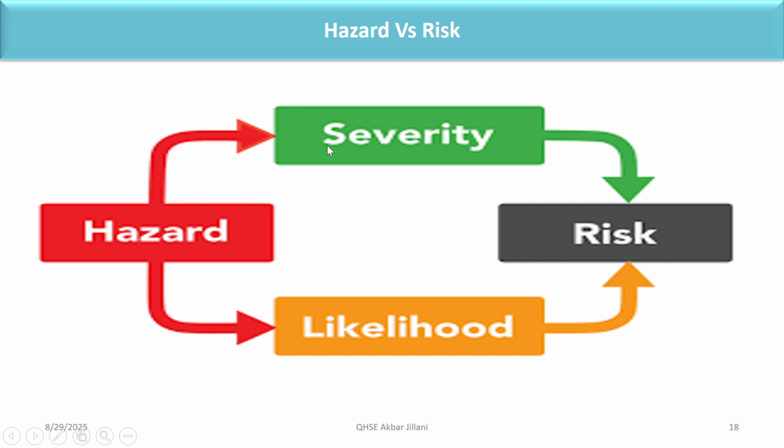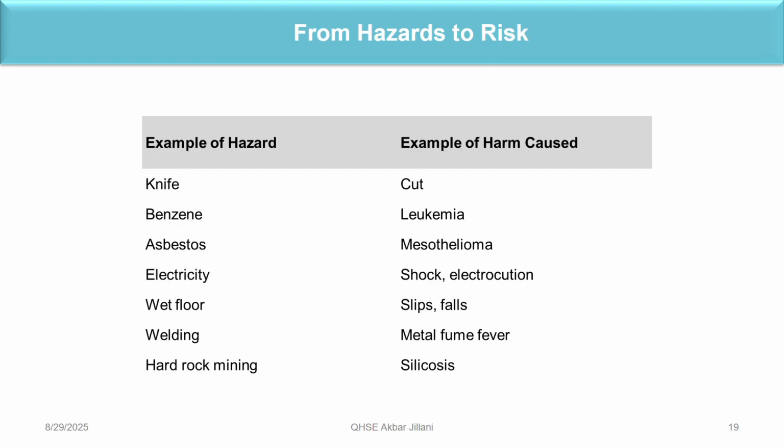Now, let's see, hazard is there. So for the hazard, there will be severity and there will be likelihood. After likelihood and severity, the hazard will change to risk. So this is the main difference. Let's see, hazards we have. So for this hazard, there will be a hazardous event. In the hazardous event will come the severity and the likelihood. So it changes to risk.